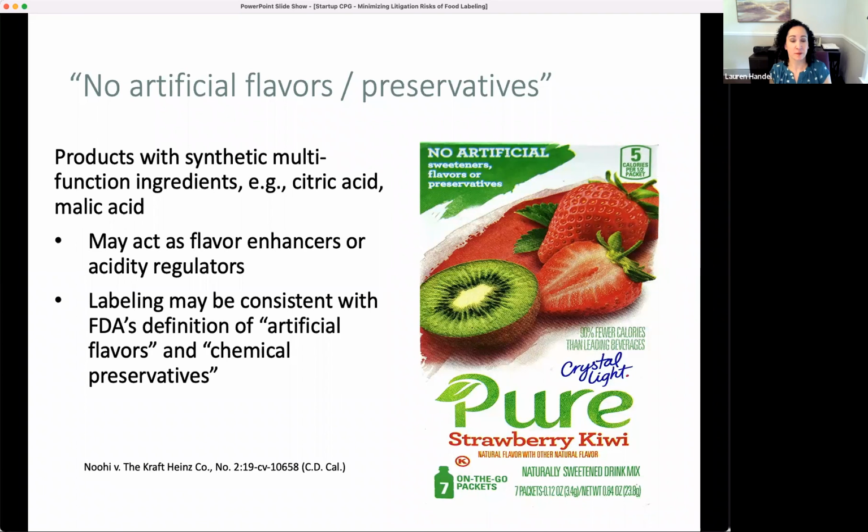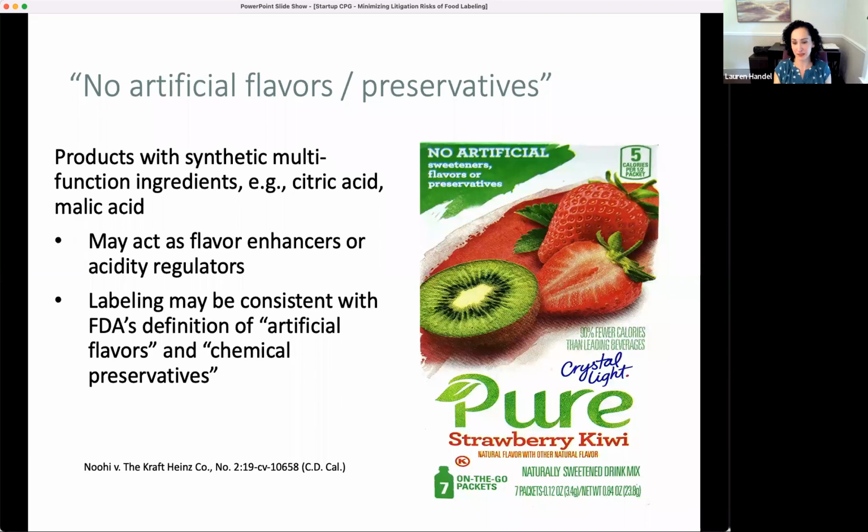No artificial flavors and preservatives. So here's an example: Crystal Light. It says no artificial sweeteners, flavors, or preservatives. And the artificial flavors is a defined term in FDA regulations. So it's a flavoring ingredient that is made from artificial sources. Preservatives, chemical preservatives, is defined in FDA regulations.